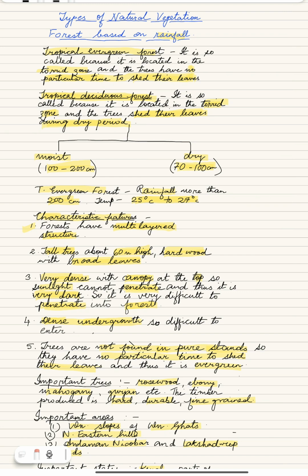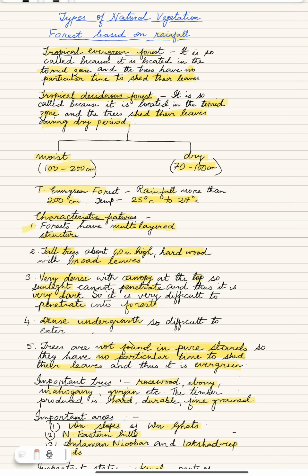And the last one is trees not found in pure stands. That means in a small area we will see different types of trees. Therefore each tree will shed its leaves in its own time. There is no particular time to shed their leaves, and thus the forest appears always evergreen.